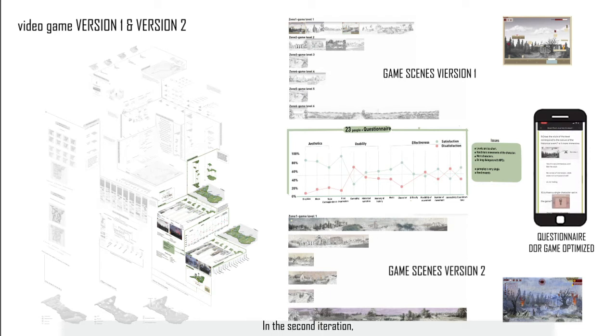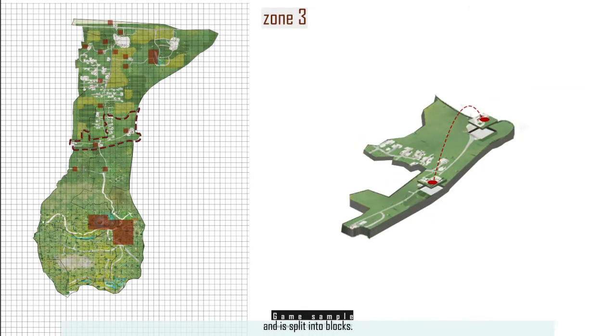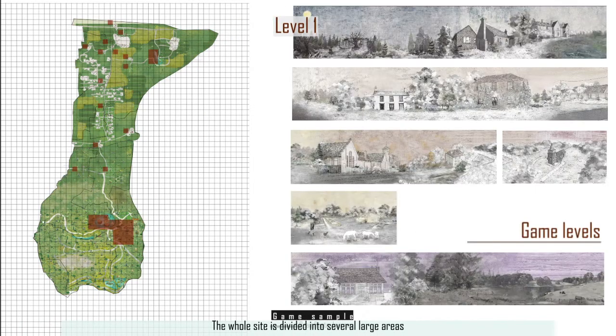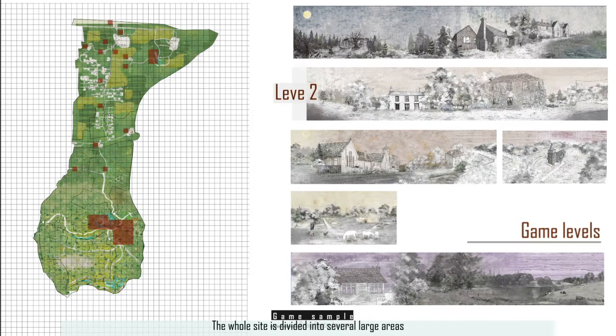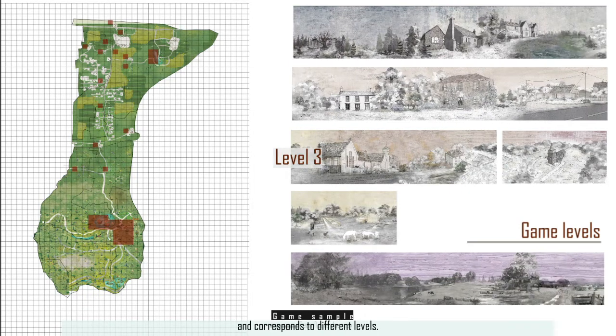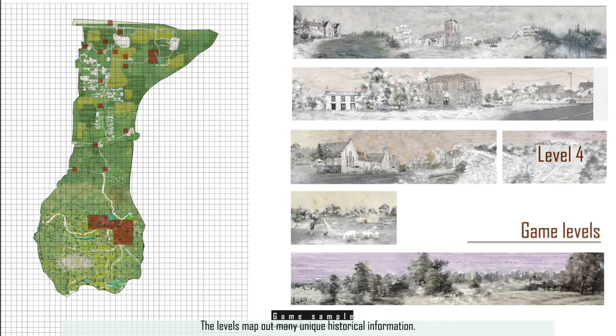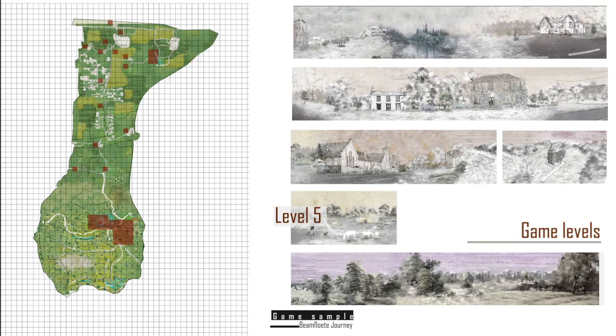In the second iteration, we combine the various levels with the scene's present circumstance, and the player now simply jumps with moving objects to traverse the entire field. The game's map is converted from North Beamfleot's real terrain and is split into blocks. The whole site is divided into several large areas and corresponds to different levels. The levels map out many unique historical information.